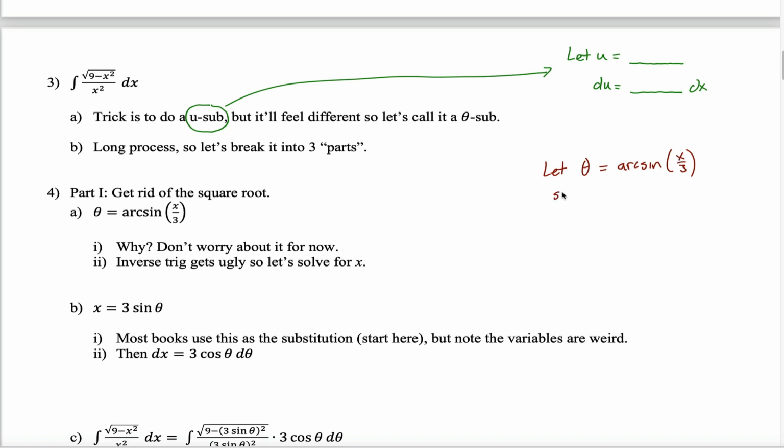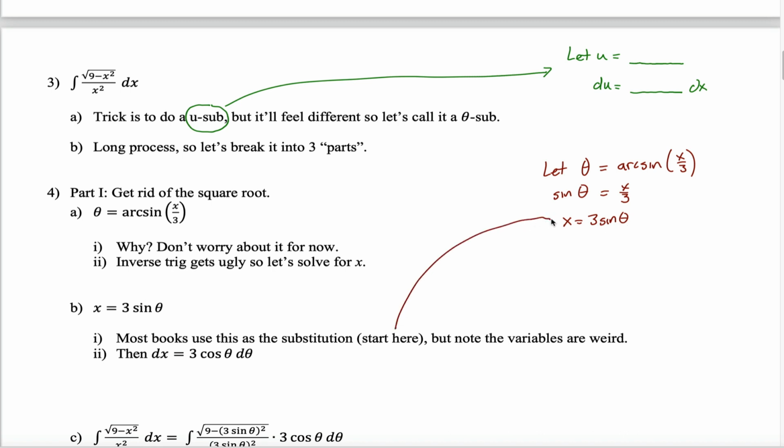So maybe first we take the sine of both sides of the equation and get sine of theta is equal to x over 3. And then we multiply both sides of the equation by 3, and we get that x is equal to 3 sine of theta. Really, this is the line that's most like the u substitution that we're doing. But most books, including yours, completely omit this, and they're like, we're just going to do a substitution where x is equal to 3 sine of theta.